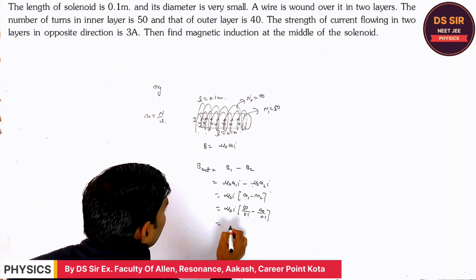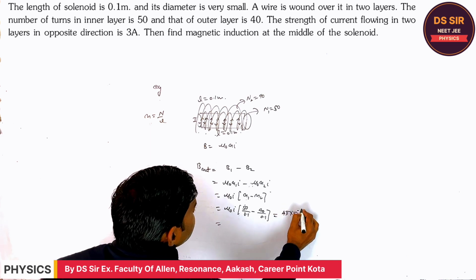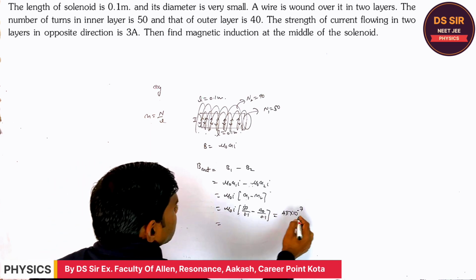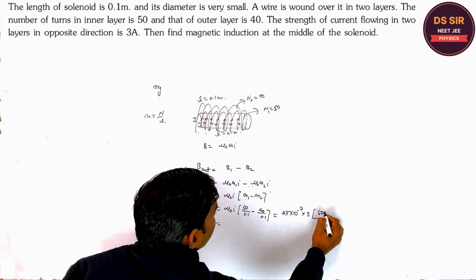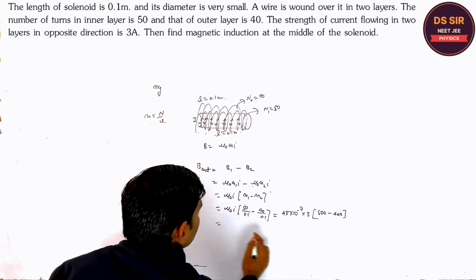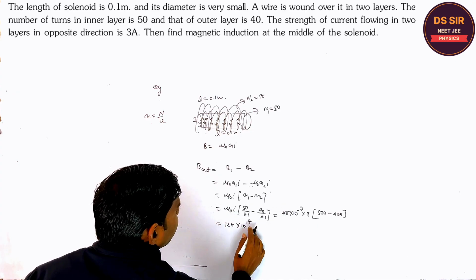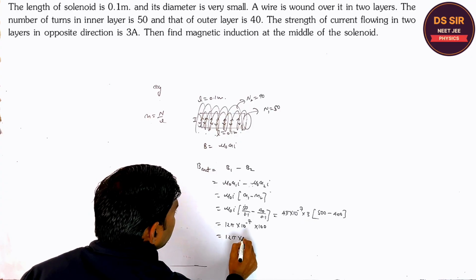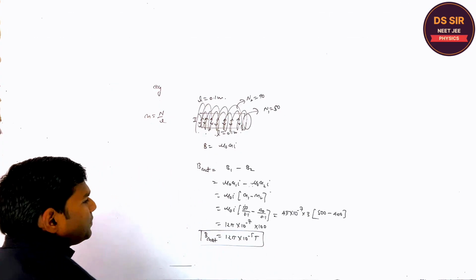Right. So if you put in the values, it is 4 pi into 10 to the power minus 7. The current I is 3 ampere. When you simplify it, it is 500 minus 400. It is 12 pi into 10 to the power minus 7 into 100. 12 pi into 10 to the power minus 5 Tesla is the net magnetic field. Is it clear or not, you tell?